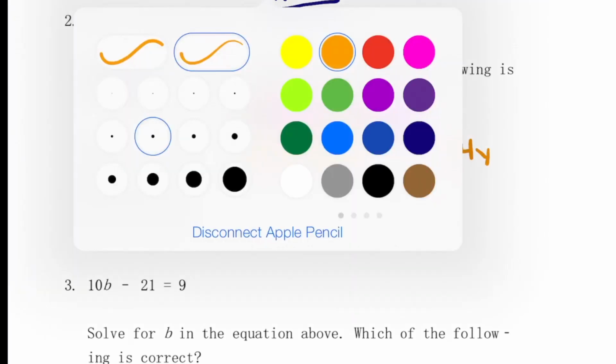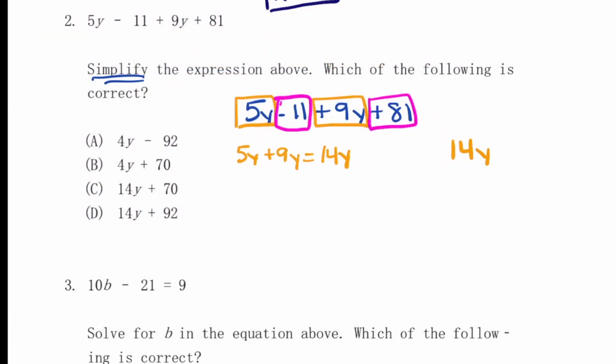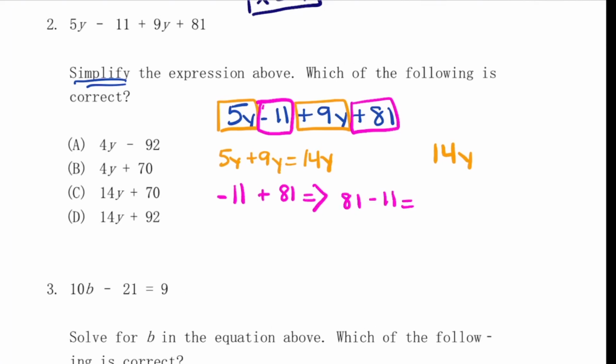There are two different ways you can do this. You can have negative 11 and add 81 to it, or you can have positive 81 and subtract 11. Either way, you're going to get 70. So our final answer is going to be 14y plus 70. So the answer will be C.